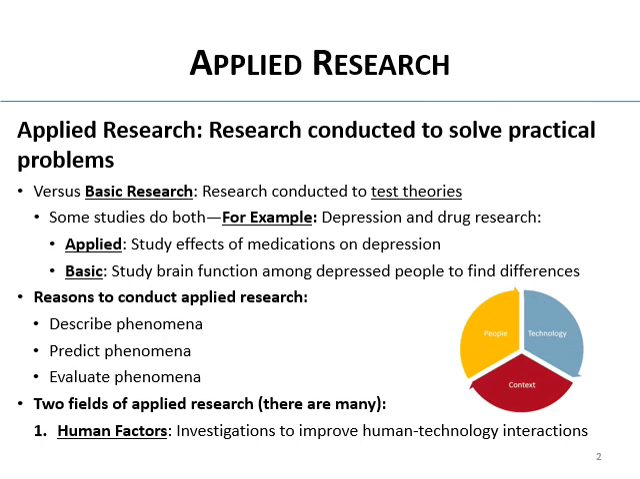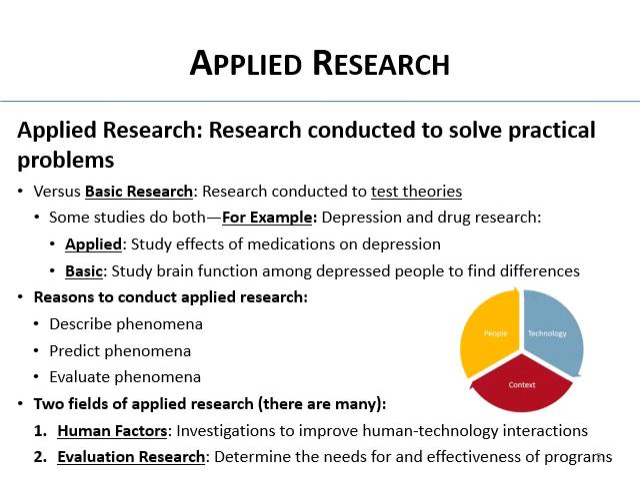One is human factors research. That looks into improving human technology interactions in contexts. And the other one we'll specifically talk about is evaluation research, which is determining the needs for programs and whether they were effective and whether they're implemented, that sort of thing. That's evaluation research.